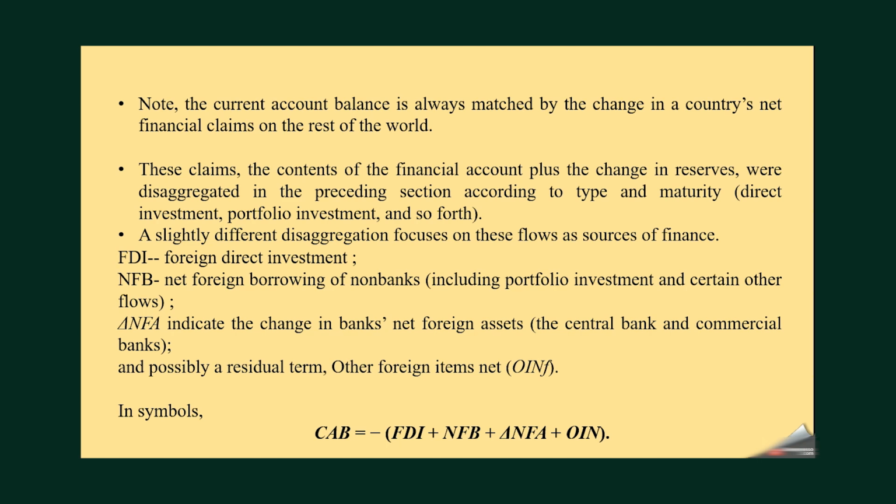Now, we can also show current account balance as a negative of the FDI, the net foreign borrowing of the non-banks, the change in the bank's net foreign assets, and there is a residual term which is known as other foreign items. So, current account balance is negative of FDI, NFB, delta NFA, and OIN. Next, we are going to talk about the current account sustainability.